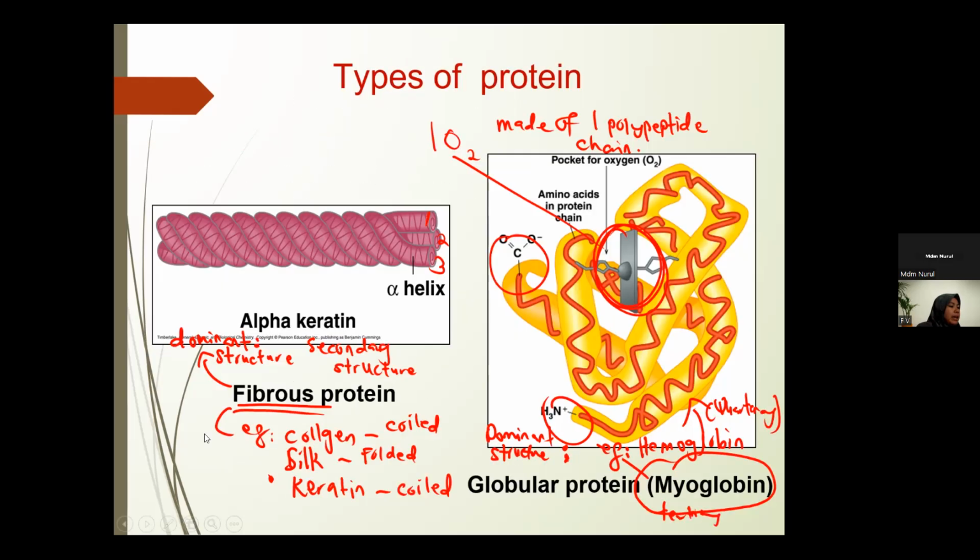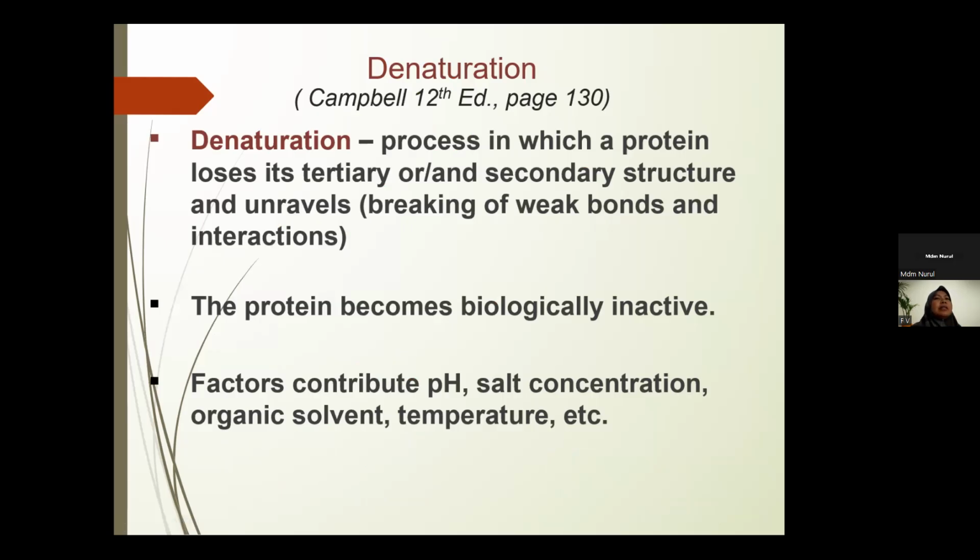Last one for this subtopic is denaturation. Okay. Denaturation ataupun bahasa Melayu penyah aslian. Denaturation is a process which the protein loses its tertiary or secondary structure. Maksudnya protein kehilangan bentuk dia. Sama ada bentuk dia masa bentuk tertiary ataupun secondary structure dia. Coiling structure tu hilang. Okay. Ataupun tertiary structure tu akan hilang.